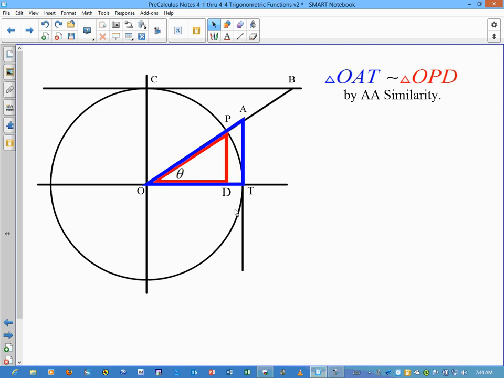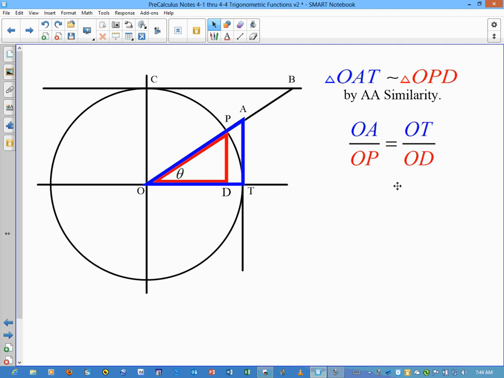Well, with similar triangles, we can write the proportion of the lengths of the sides. So the proportion I wanted to write would be OA, which is the hypotenuse of the larger triangle, is to the hypotenuse of the smaller triangle, which is OP, as the longer leg of the large triangle is to the longer leg of the smaller triangle. Corresponding parts of similar triangles are in proportion, so we can write these proportions.